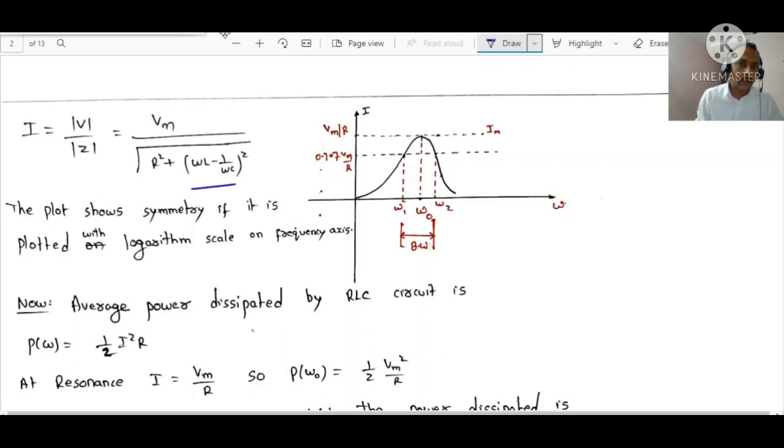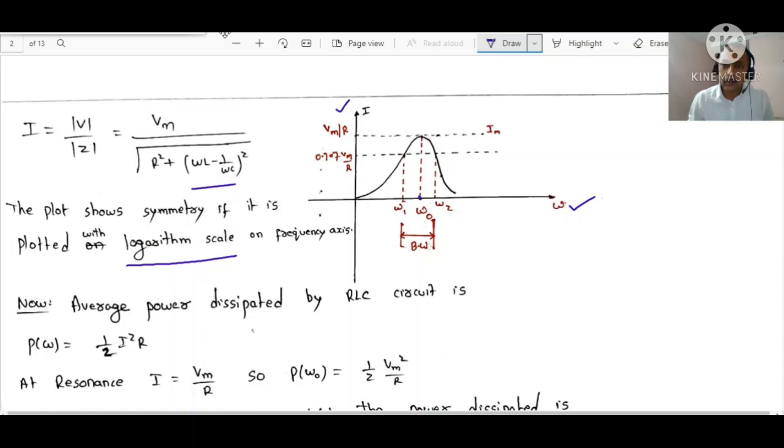Now if you plot the graph, taking frequency on the x-axis and current on the y-axis, for different values of omega you get a graph like this. And one more thing, you should plot this graph on a logarithmic scale, a semi-log graph, with a logarithmic scale on the frequency axis. Clear? If you observe, at resonant frequency omega naught, the current is maximum.